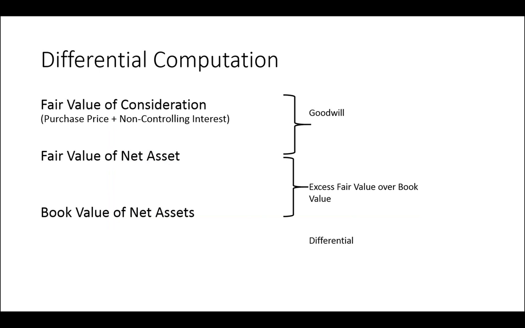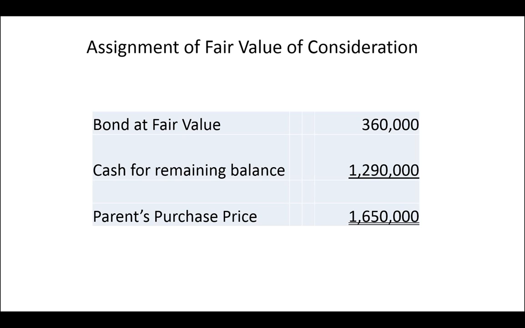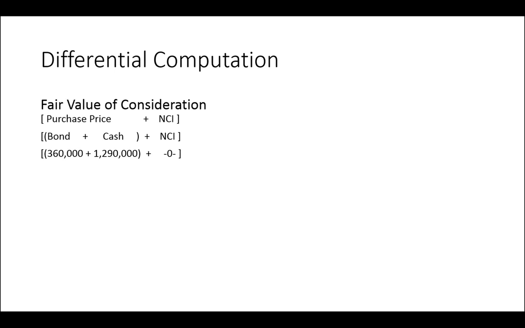We can now start the differential process and come up with the following. How much did the company pay? Well, the bonds at their fair value, $360,000, and cash of $1.29 million. They ended up paying $1.65 million. We put that into our differential computation. We see we've got the $360,000, the $1.29 million, and again I'm following the same pattern that we've done in the other chapters. The NCI value in this instance is 0. It gives us total fair value of consideration of $1.65 million.